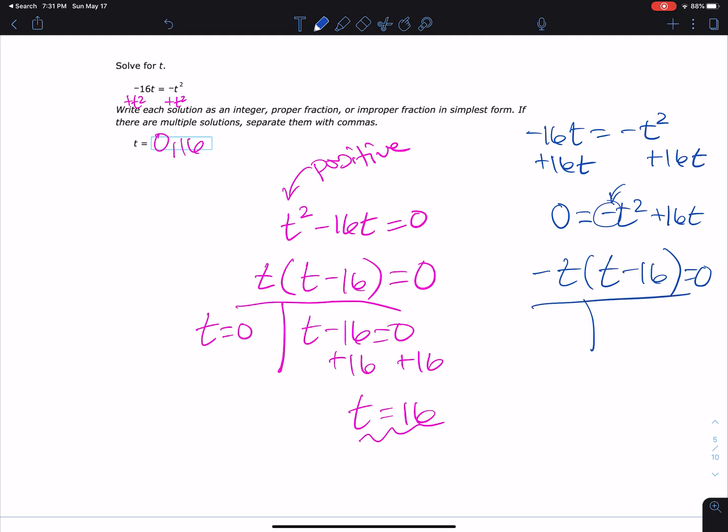I would branch off. Negative t is 0, which obviously, if you divide 0 by a negative 1, that's still going to give you 0. And then t minus 16 is 0, so t would equal 16. So either way you get the same answer. It's up to you how easy you want to make it for yourself.